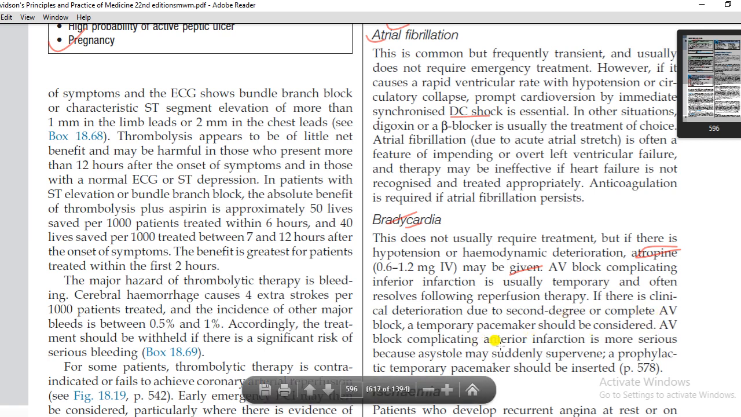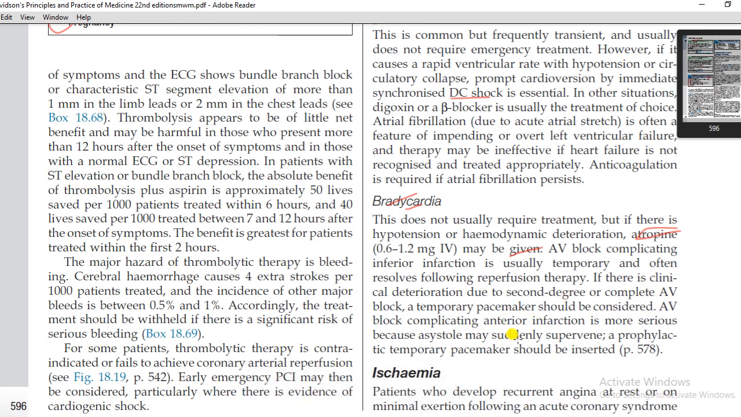AV block complicating anterior infarction is more serious because asystole may suddenly supervene. A prophylactic temporary pacemaker should be inserted.